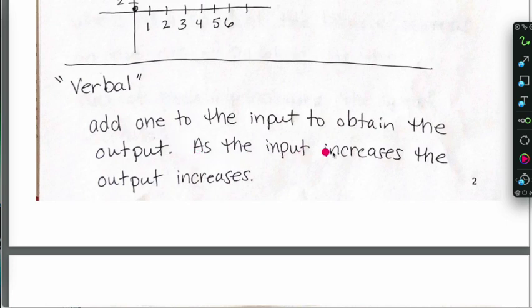And so as the input increases, the output increases, right? Because as x gets bigger and bigger, y, you just add 1 to it. So as x increases, y also increases. So this is our verbal description, where we literally say what we're talking about in words.